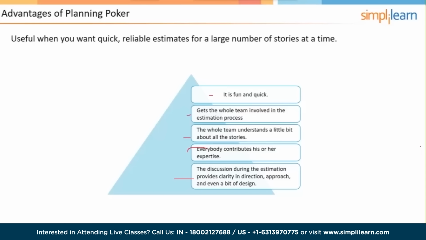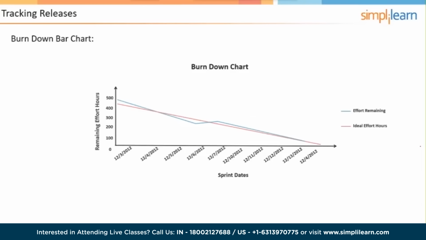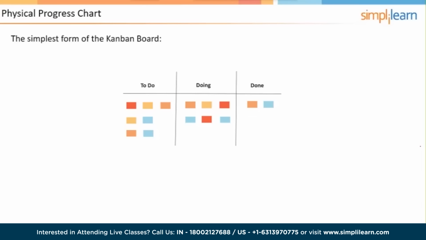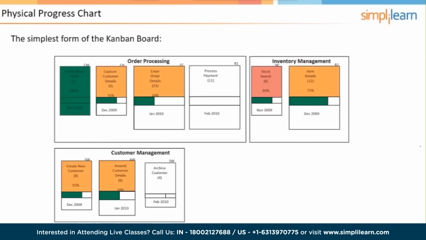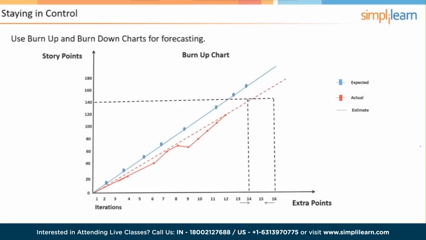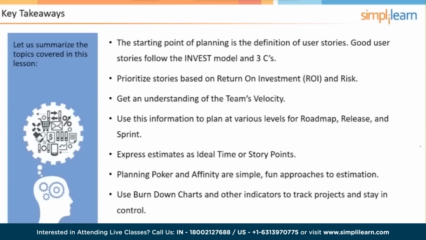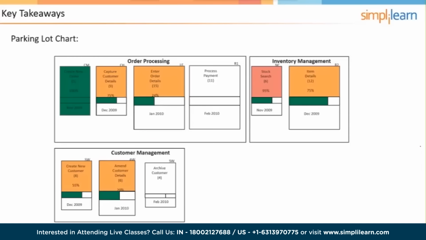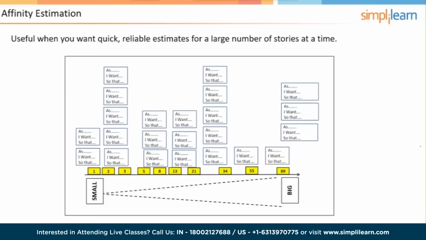And let's see, affinity estimating, we go through that. We're going to talk about tracking progress using information radiators. And then we're going to talk about what we do when we find variances between the plan and the actual results, and then we'll have our quiz. So we're almost finished. I think we're good on time.